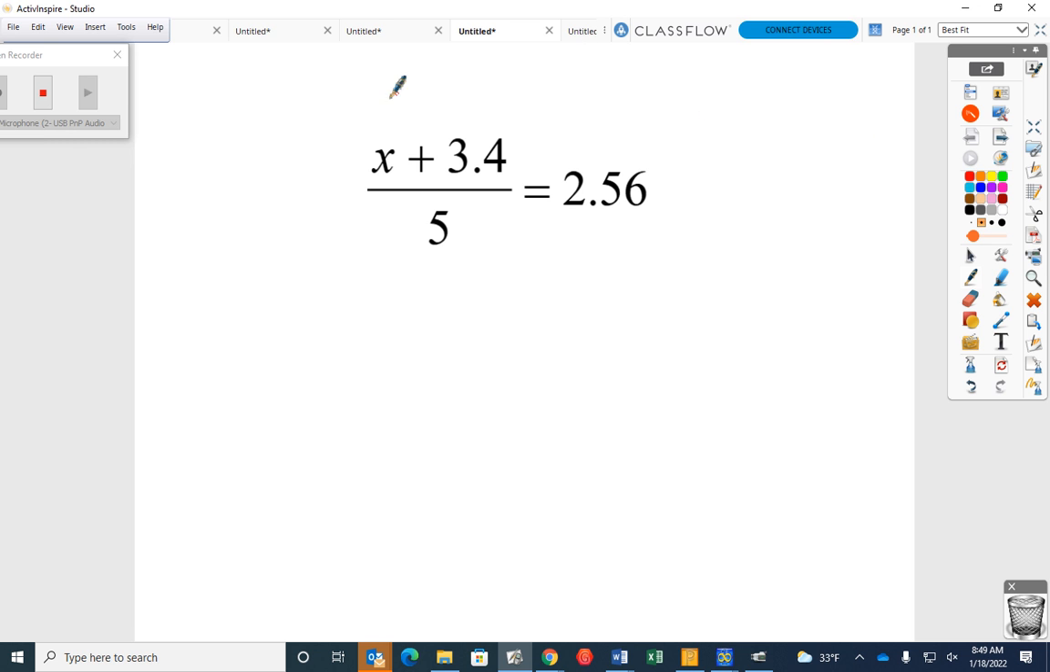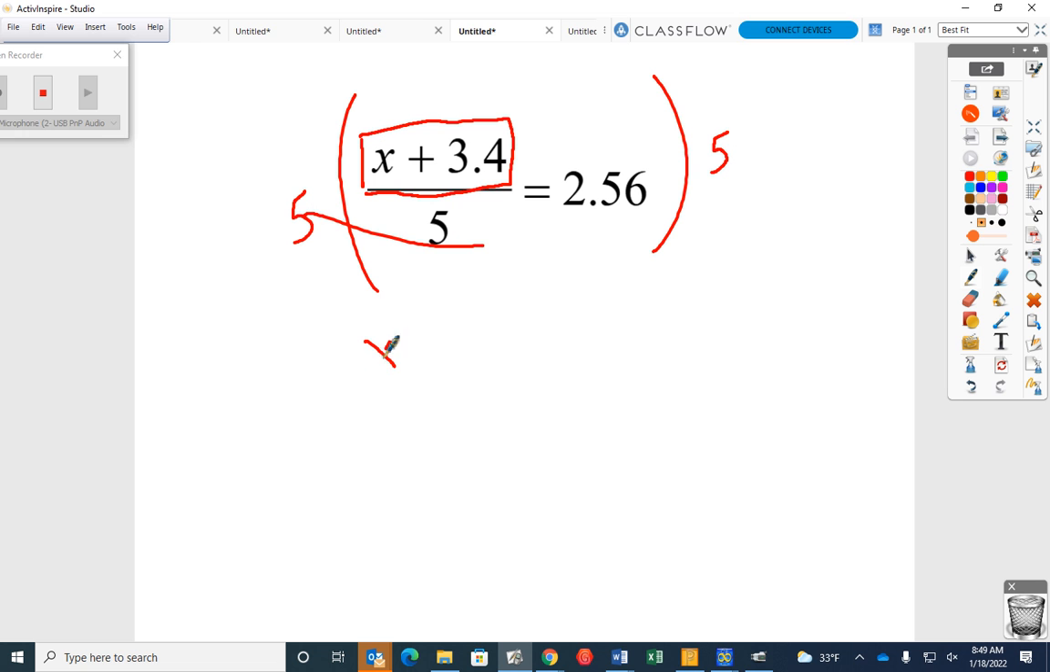How many of you remembered this is going to be in my box? Which means the only way to get rid of this dividing by 5 is to multiply everything by what? By 5. What happens to these? They cancel. So what do I have left? X plus 30.4. What is 2.56 times 5? It's just 12.8. What do I now have? A one-step equation.